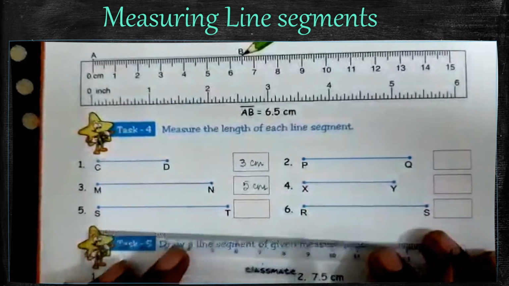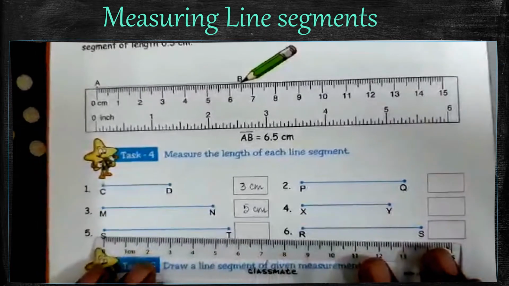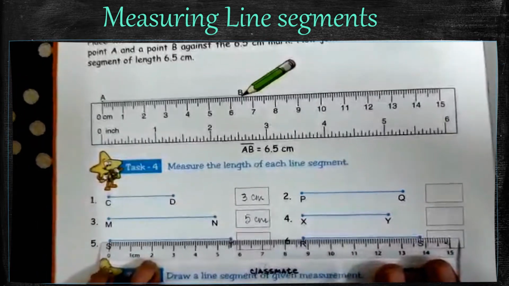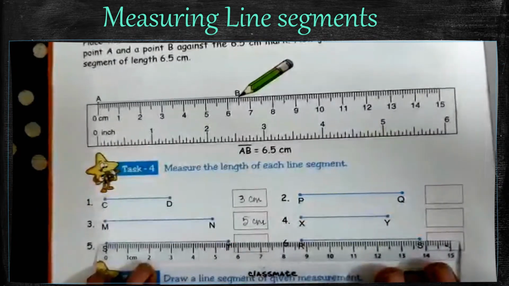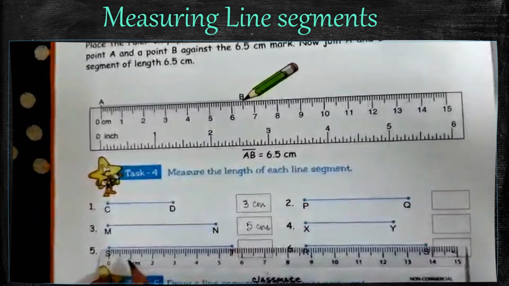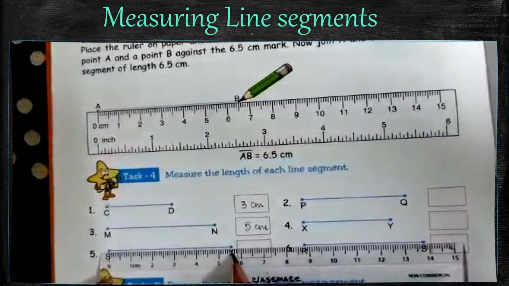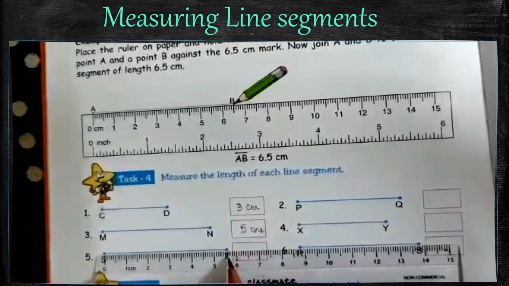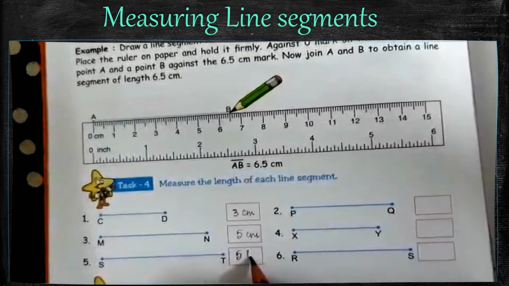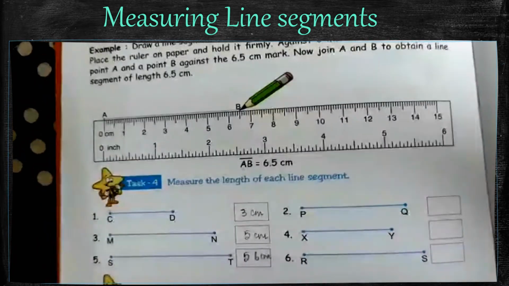Let us do one more sum, which is the fifth sum. As usual, first keep 0 centimeter exactly on S and check where this T point lies. T point exactly lies under, can you see, 0, 1, 2, 3, 4, 5, 5.5 and one more line, which means 5.6. 5.6 centimeter. Understood, children, how to measure a line segment?